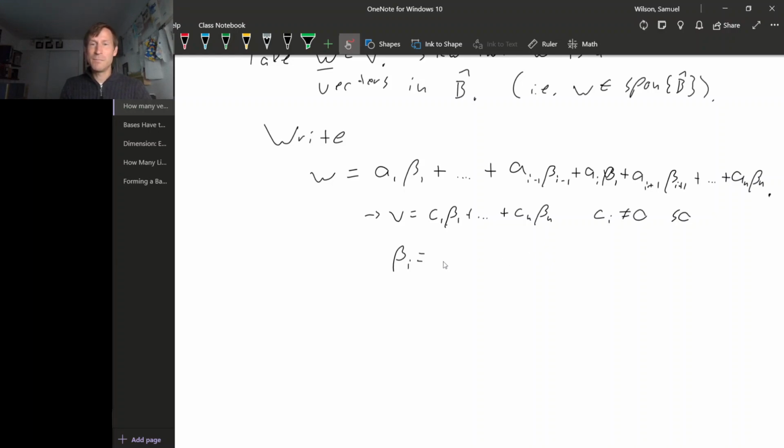So we get 1 over C sub I times V minus C1 beta 1 minus, and so on, all the way down to C sub I minus 1 beta sub I minus 1, and then minus, skipping over the beta sub I term because that's the one we're solving for, C sub I plus 1 beta sub I plus 1 minus, and so on, down to C sub n beta sub n.